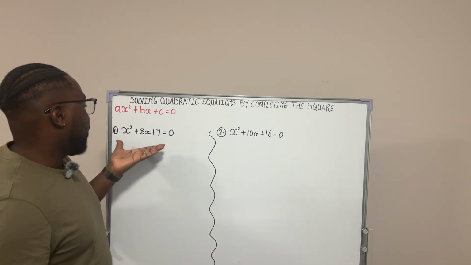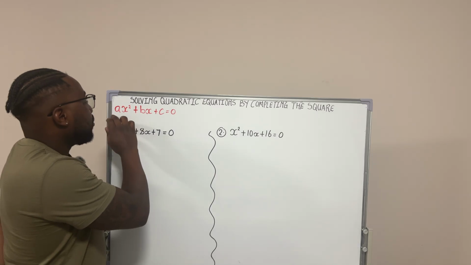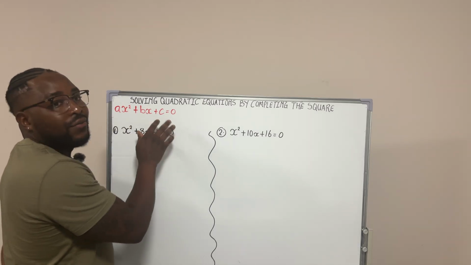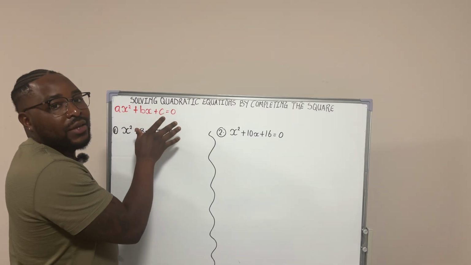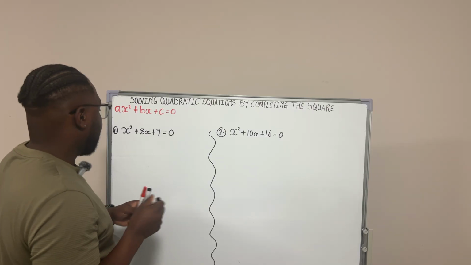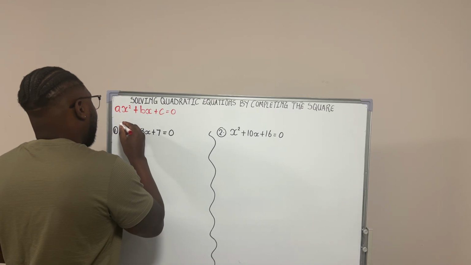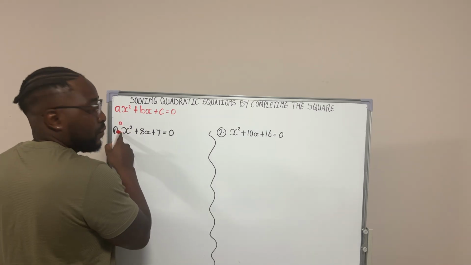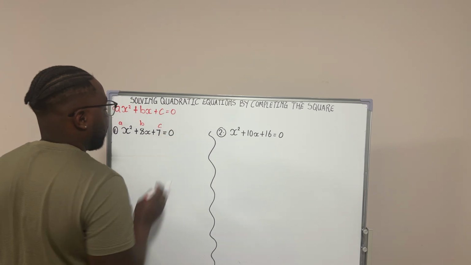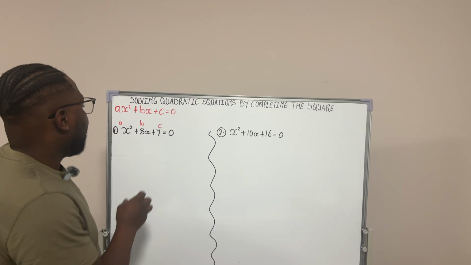If we look at our first equation, it is in the standard form. So this right here is the standard form of what? Of a quadratic equation. Okay, so let us start by labeling this equation. This right here will be our A, it has a leading coefficient of 1. This will be our B, this will be our C, and of course we have our equal sign equal to 0 over there.